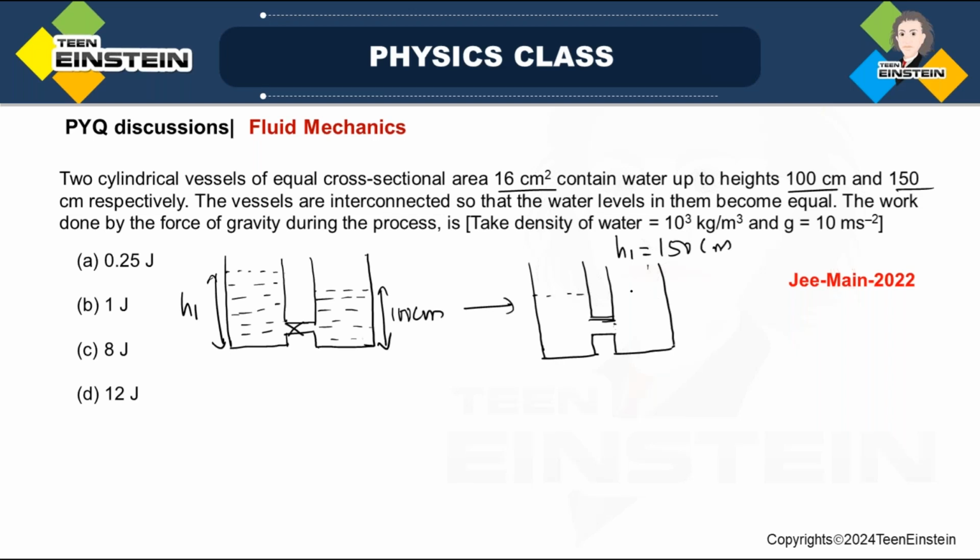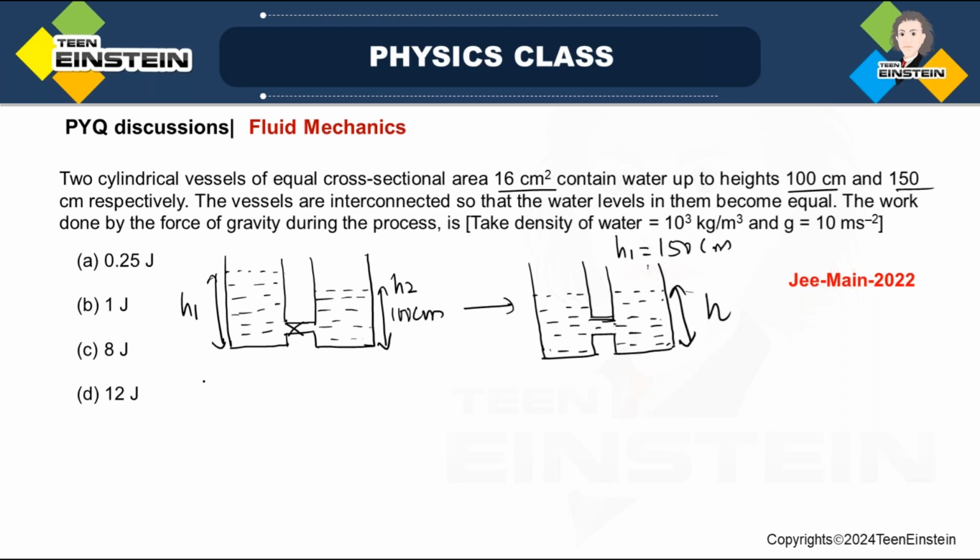They will get the same height of the liquid. This is from the very property of liquid. Let this height be some h. So what will the height actually be? Say this is h1 and this is 100 centimeter, h2, let us say h2 for the time being.